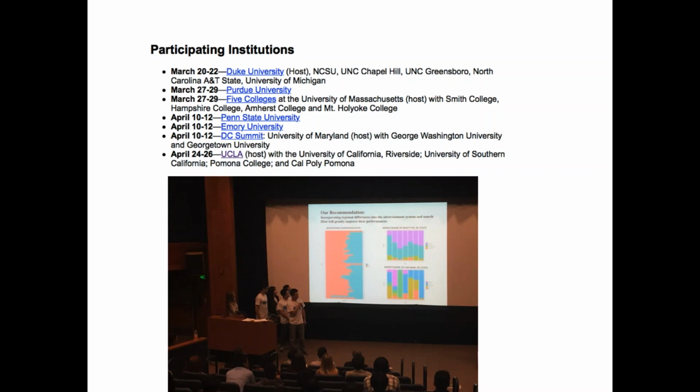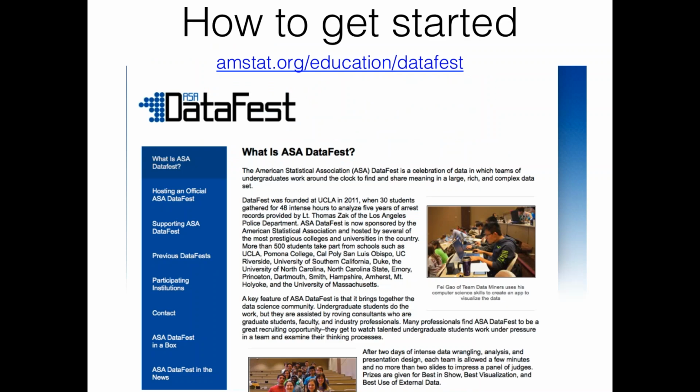So I next want to talk about what you might want to do if you plan to start your own DataFest. The best place to get started is amstat.org/education/datafest. And here you'll find all the information you need to get started. It has some general information about what a DataFest is and what you need to do to participate as an official ASA DataFest host site.